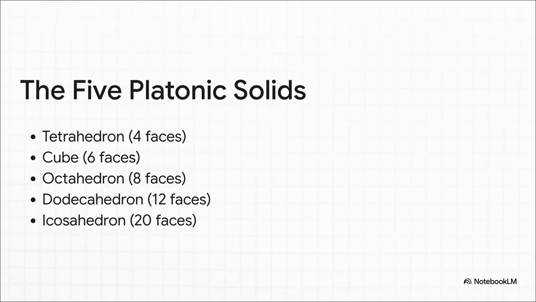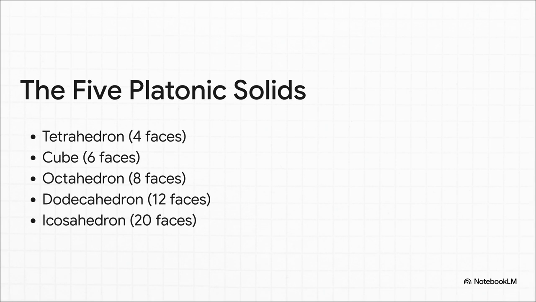Now here is where things get really, really fascinating. You might think, okay, I can probably create an infinite number of these perfectly regular 3D shapes, but nope. It turns out that in the entire universe, in all of mathematics, there are only 5. Just 5 of these perfect solids. And here they are, the absolute superstars of the polyhedron world, the Platonic solids.